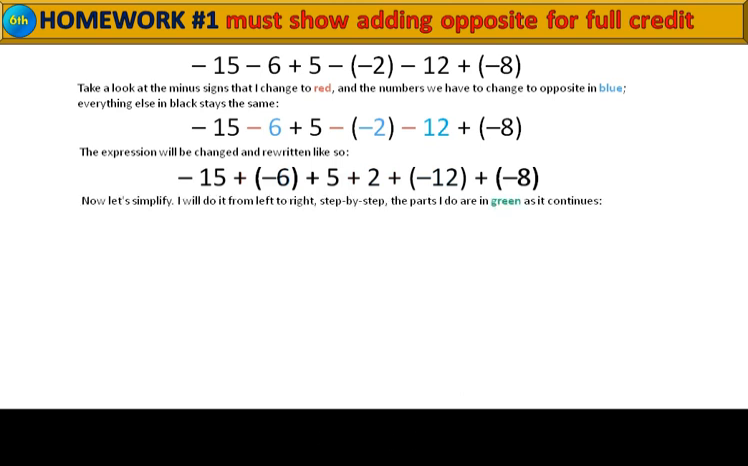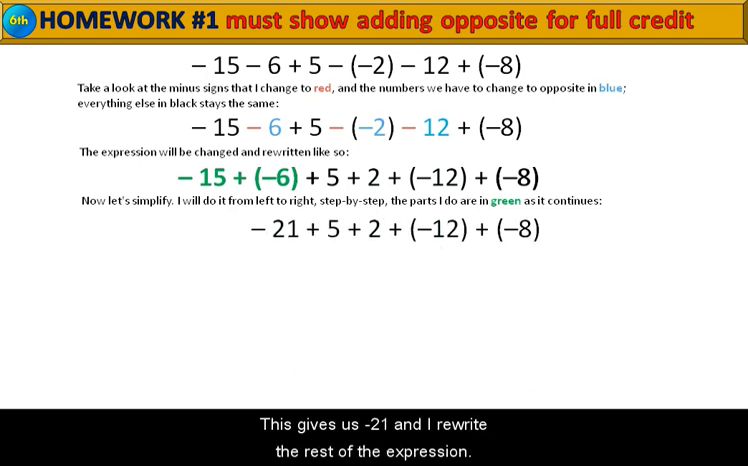Now, let's simplify. I will do it from left to right, step by step. The parts that I do are in green as it continues. In this first case, we will add negative 15 and negative 6. This gives us negative 21, and I rewrite the rest of the expression. Now I will do negative 21 plus 5.